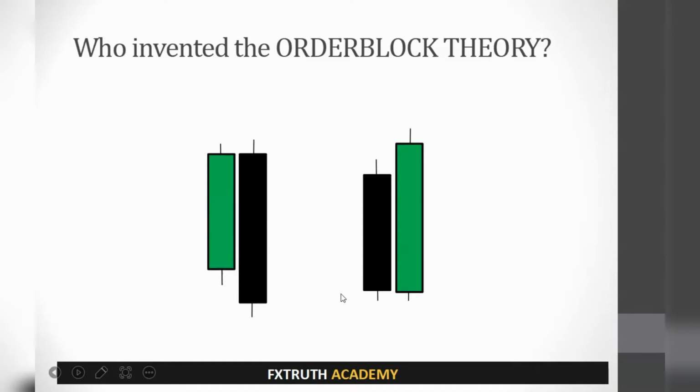On the left of the screen, we have the bearish order block, which is this one right here, and to the right of the screen we have the bullish order block right there. So who invented the order block? It's ICT, the Inner Circle Trader. He has a YouTube channel here on YouTube. He just came on a few years ago on YouTube, and he invented the order block theory.